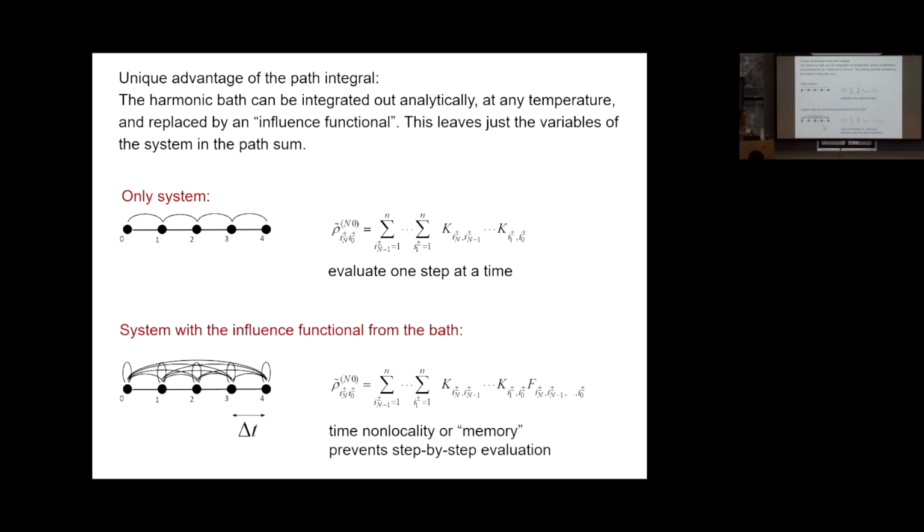However, when the system is coupled to a harmonic path or to any environment, we get an influence functional that introduces non-local interactions in time, and all the variables are now coupled like this. So we can no longer evaluate this one step at a time because all the variables are entangled together. And this entanglement is known as time non-locality, or memory, that appears from the influence functional.